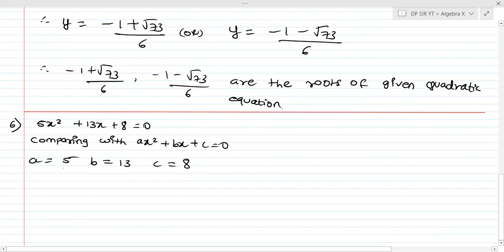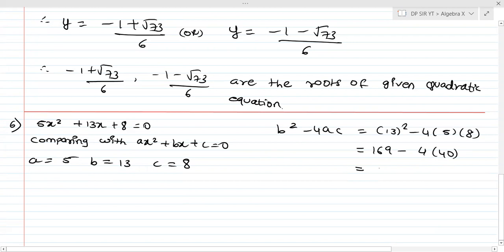Okay. So here you can now find b square minus 4ac. Okay. So b square minus 4ac, which is going to be b square बढ़ेगा तो 13 square minus 4ac. So here it's going to be 169 minus 4 into 40. So here it's going to be 169 minus 160, which is going to give me 9. Anyways, ये तो रूट में जाएगा तो 3 बन के ही बाहर आएगा. So this question is going to be very easy. Now you can solve by formula method.